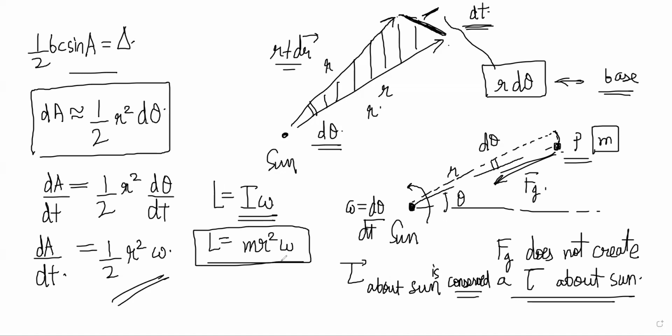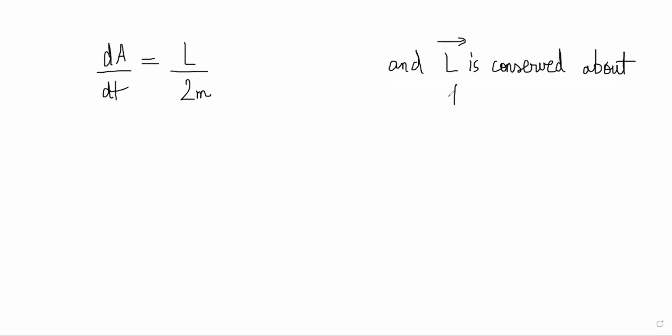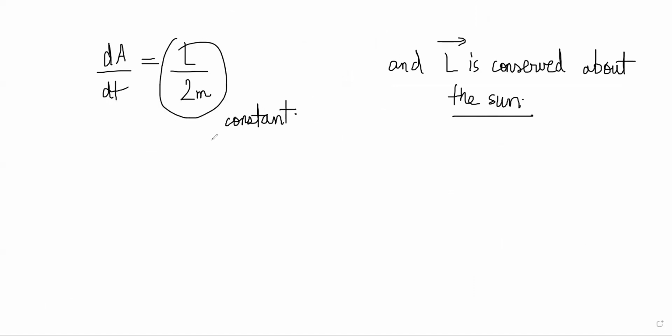And if L is m r square omega, L by 2m is basically half r square omega, right? So what we are getting really is that dA by dt is equal to L by 2m, where L is the angular momentum of the planet about the sun, and m is the mass of the planet. So because dA by dt is equal to L by 2m and L is conserved about the sun, therefore this part is constant, which is the proof or the logic behind why the area swept is constant with constant time.